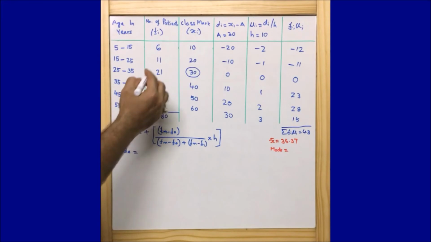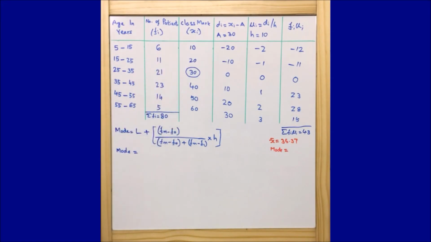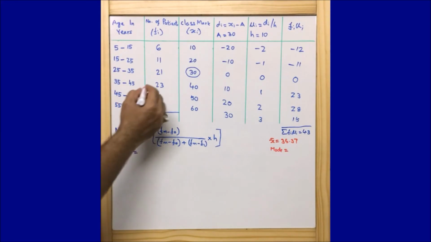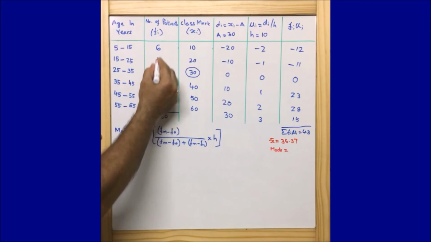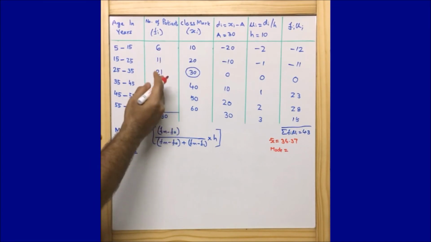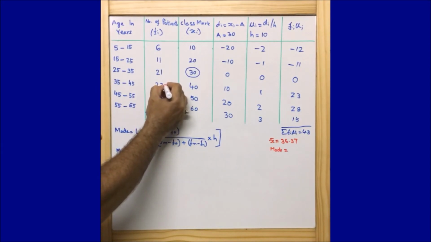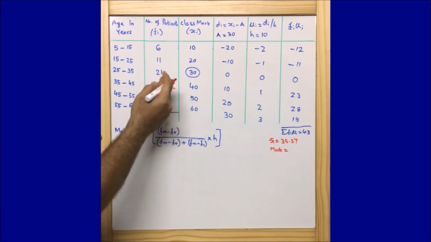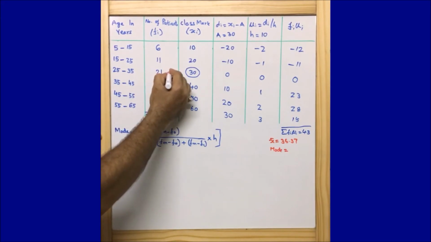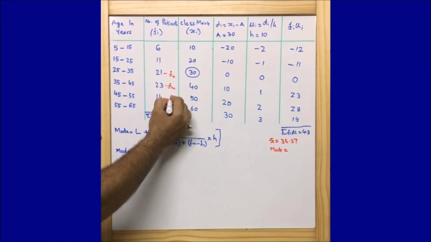What is modal frequency? If you look in this column, modal frequency is nothing but the value that occurs the most number of times. So if you look here, 23 is the value which is occurring most of the times. The number of patients in this group is 23. Now let us consider this one as Fm, and F0 is the preceding value, and the succeeding value is F1.